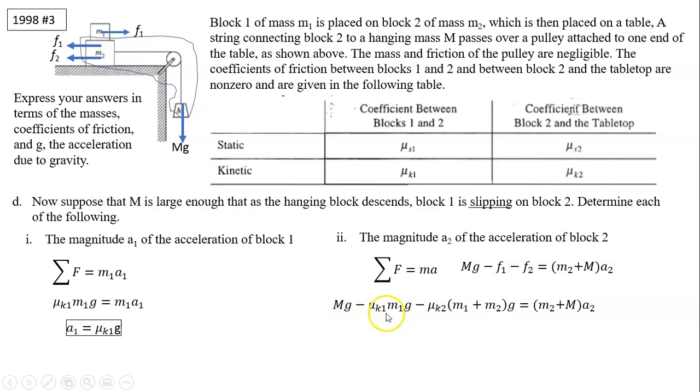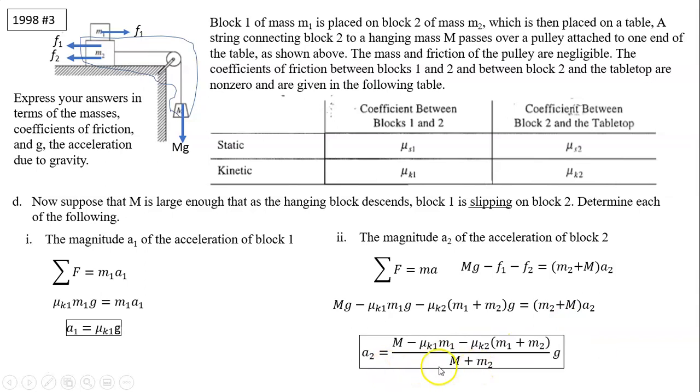F1 is mu K1 times M1g, because that is kinetic friction. F2 is mu K2 times N2, so that's again kinetic friction. So we can solve for A2. A2 is big M minus mu K1 times M1 minus mu K2 times (M1 plus M2), divided by the total mass, in this case big M plus M2, times g. And that's A2. I hope that helps.